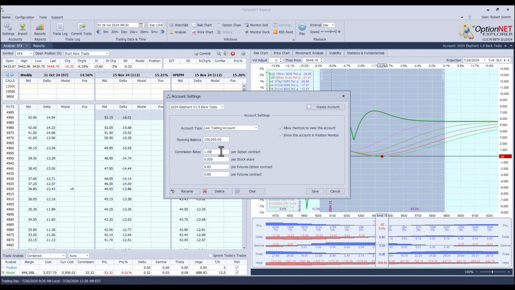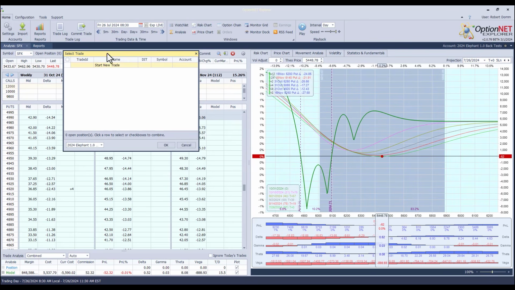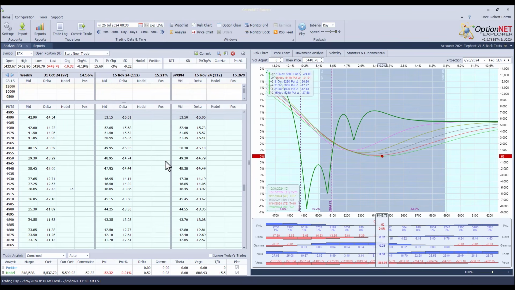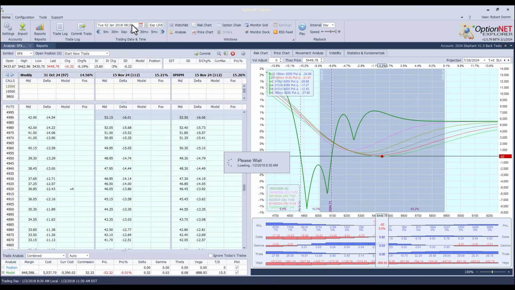I believe I pay approximately what I did when I was with TD Ameritrade, $1.09 per contract. I'm going to be trading SPX. Okay, so I just created the account. Let's go to it, and I'm going to start in 2018. So let's go to the account 2024, Elephant 1.5. Nice, clean, brand new account. Let's go to 2018, January 1st. I like to trade at 8:30.